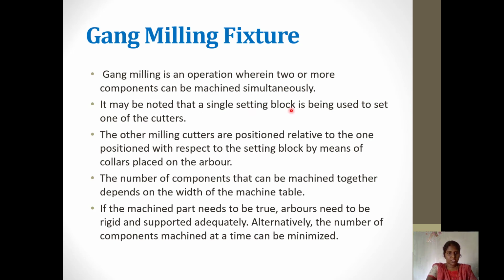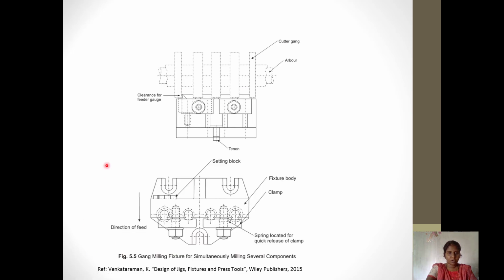So only one setting block is there that is used to set one of the cutters, and based upon that cutter, other cutters are positioned with the help of the collars which is placed on the arbor. Here arbor is there and we have setting block.